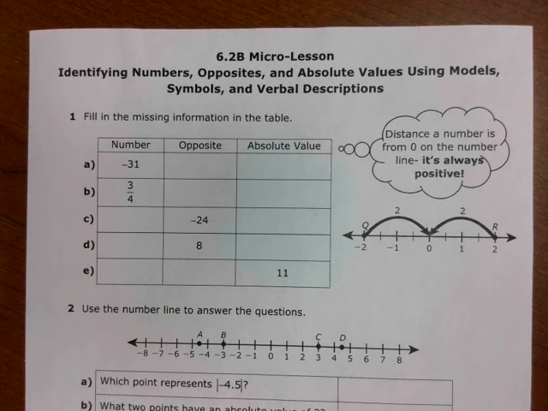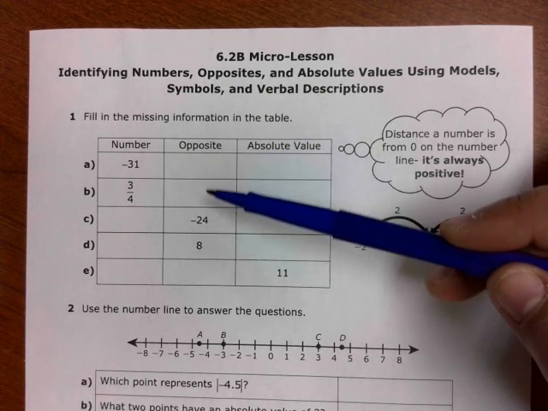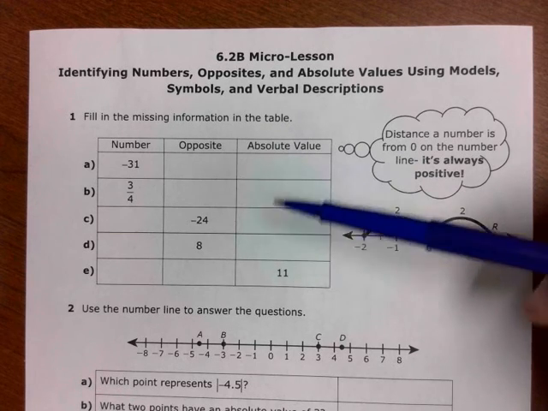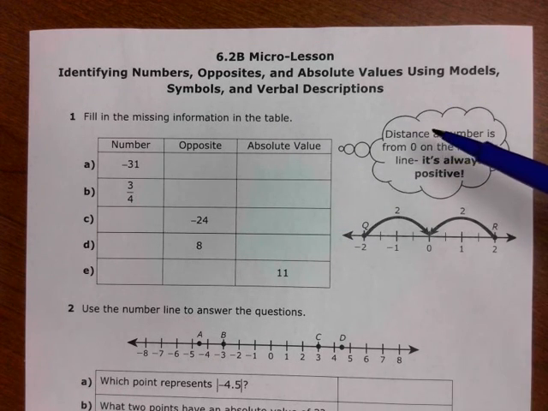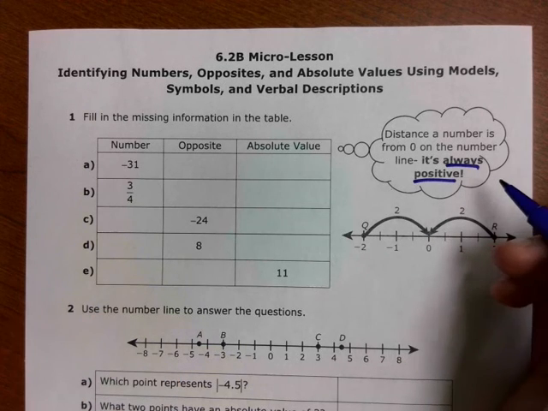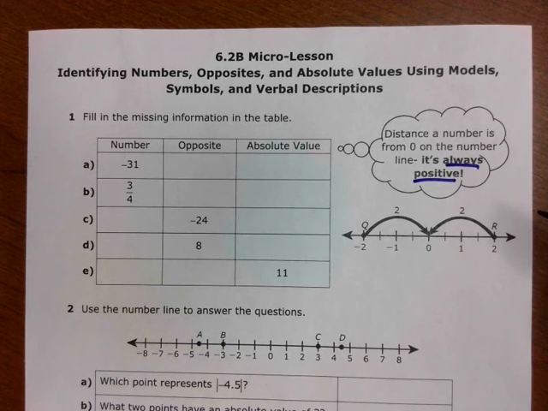All right, so number 1 says fill in the missing information in the table. So we have a column for the number, then we have a column for the opposite of that number, and then the absolute value of the number. So right here it tells us that absolute value is the distance a number is from 0 on a number line. And it's always positive, no matter what. Absolute value is always positive because it just measures how far away it is from 0.